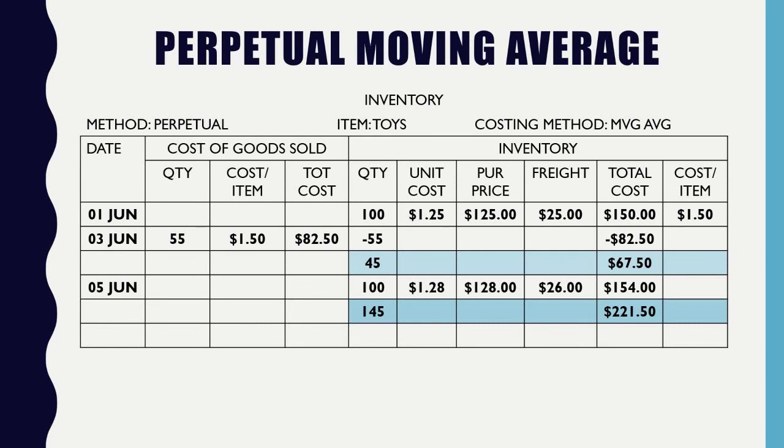All right, and this is what we're going to do. We're going to calculate that it's going to be $1.5275 per item now. Okay. All right. So far, so good? Okay.